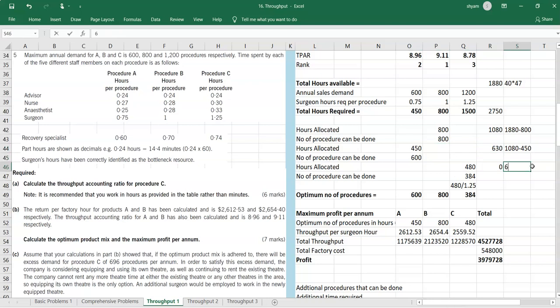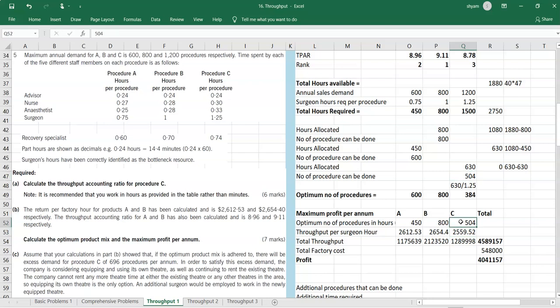So here it would be 630 hours minus 630 hours. So that gives 0. So hours allocatable is actually 630 hours we can allocate. And how many surgeries could we do? We could do 630 hours of surgeries divided by 1.25. Let's see what number we get. 504 operations, procedures, we could do. So this number would be 504. Okay, 504 procedures we could do.